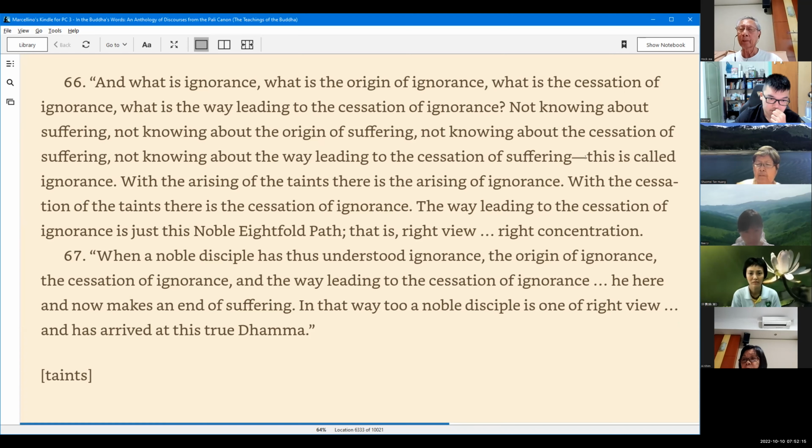The way leading to the cessation of ignorance is just this Noble Eightfold Path, that is, right view all the way to right concentration. When a noble disciple has thus understood ignorance, the origin of ignorance, the cessation of ignorance, and the way leading to the cessation of ignorance, he here and now makes an end of suffering. In that way, too, a noble disciple is one of right view and has arrived at this true Dharma.